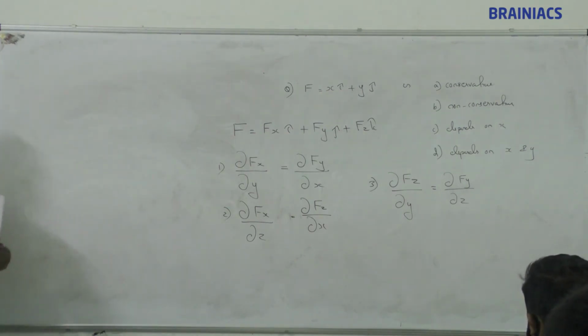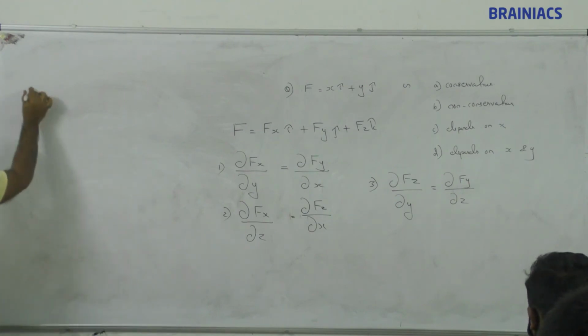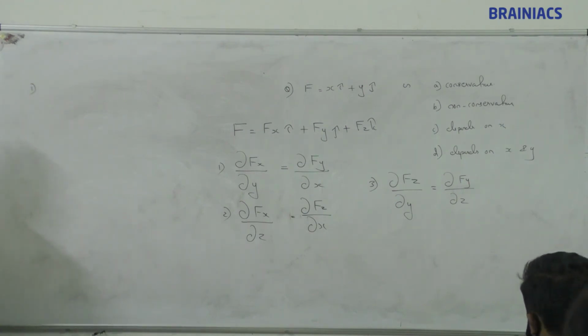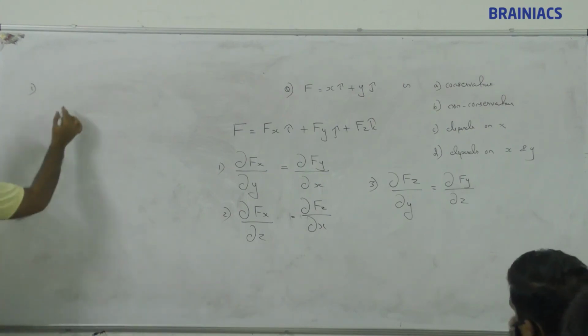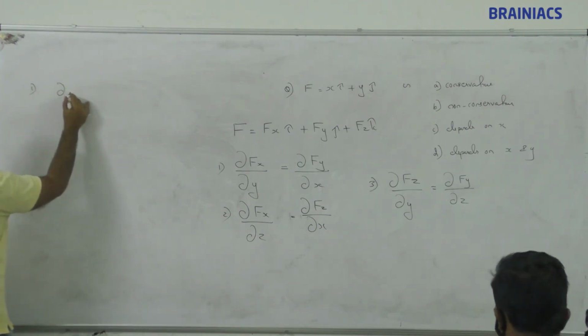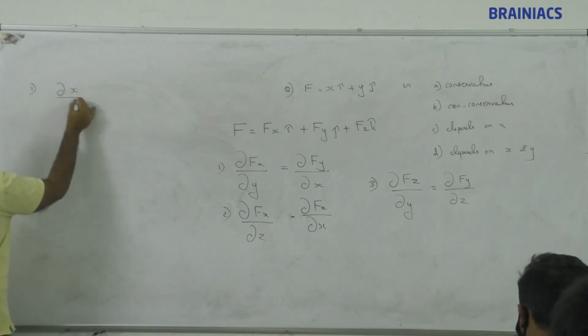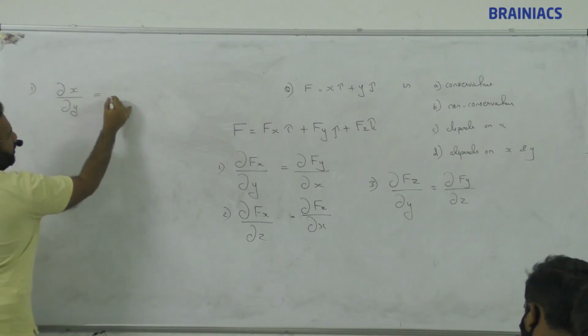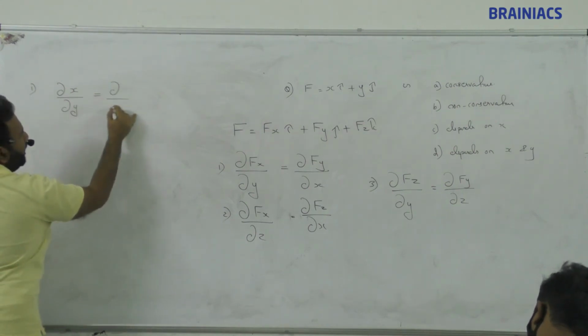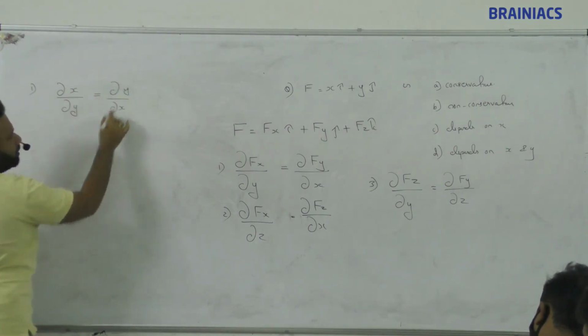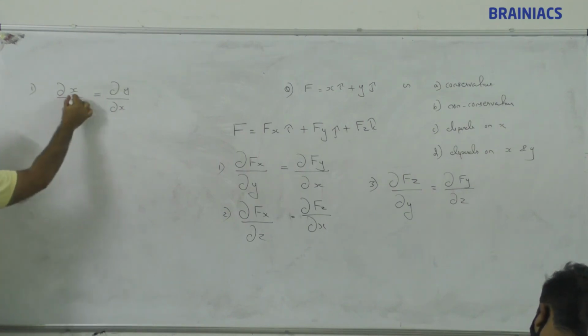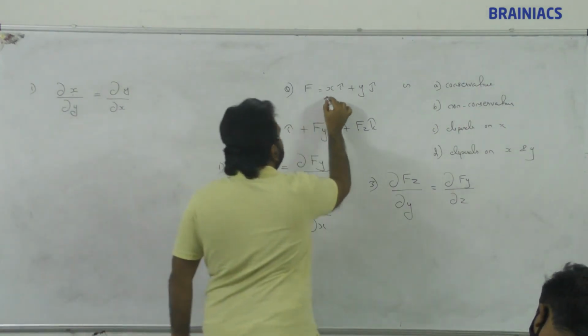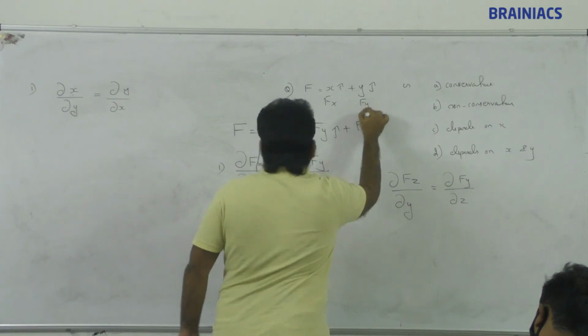Okay, now we will see. First condition, only x and y terms are there, so we need to check only that one. Whether ∂fx/∂y is equal to ∂fy/∂x. So here fx is this one, fy is this one.